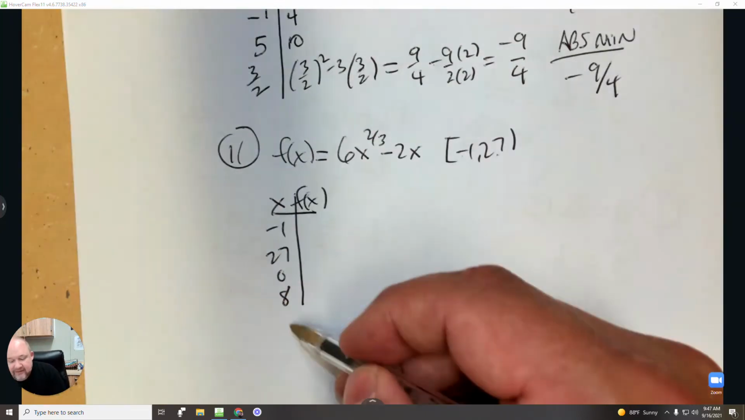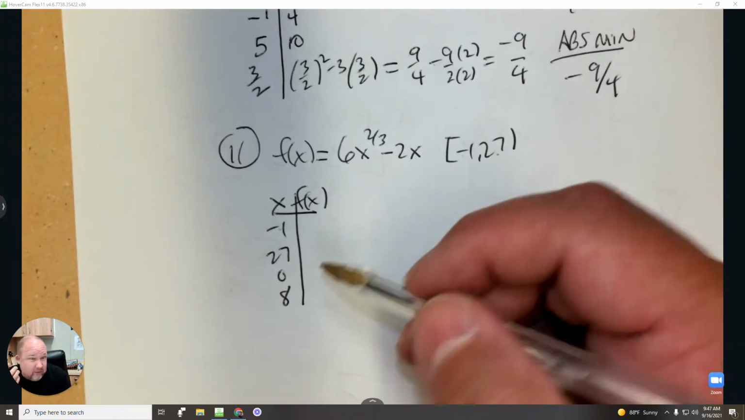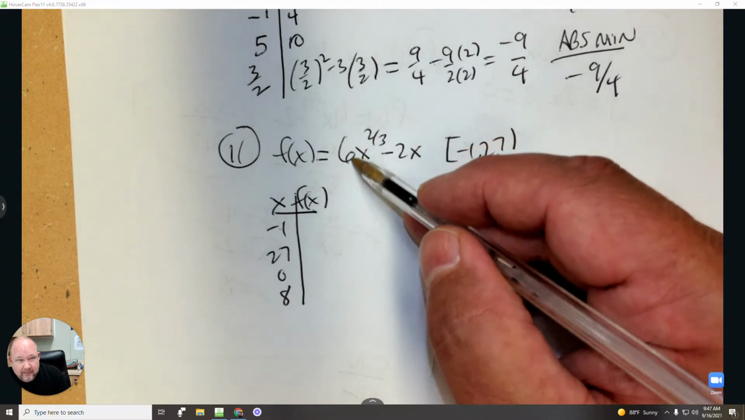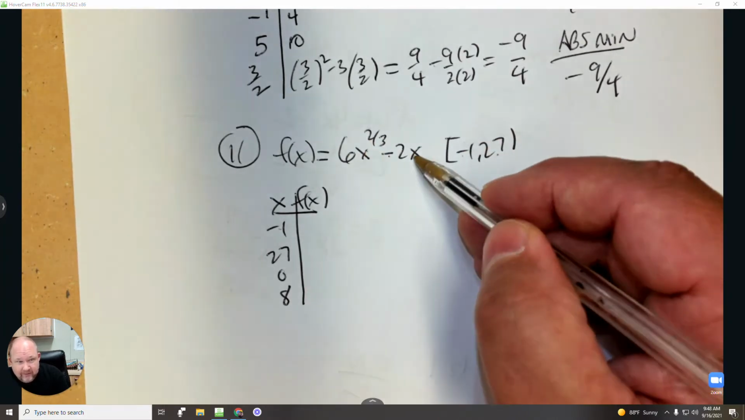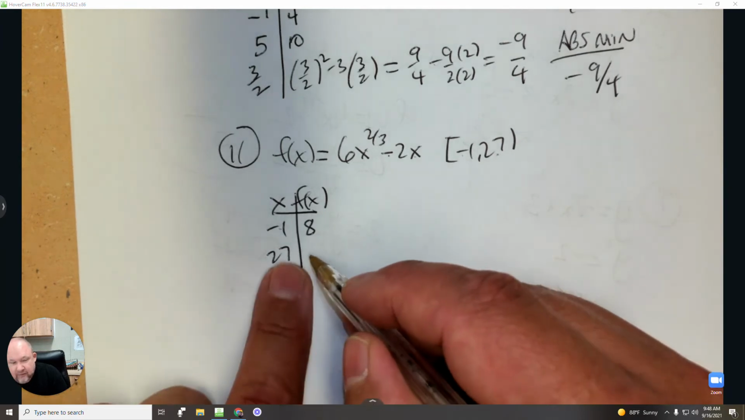And so I already did the work here. Now I just have to plug in and find the lowest y value and the greatest one. So if I go -1, this is going to become +1. So 6 times 1 is 6. And a negative times a negative, all of that gives me the answer 8. Then 27.